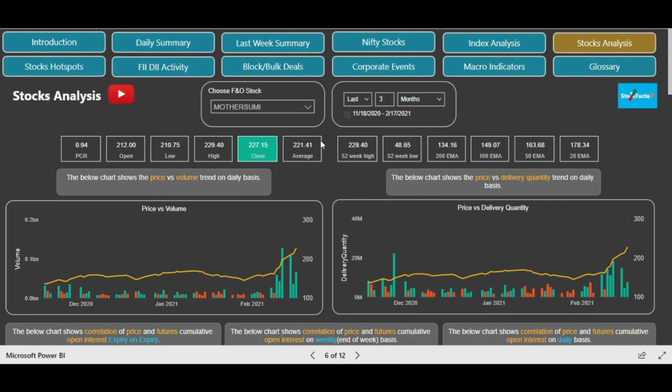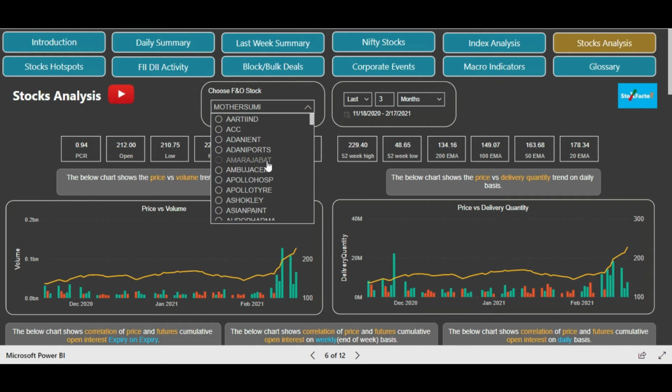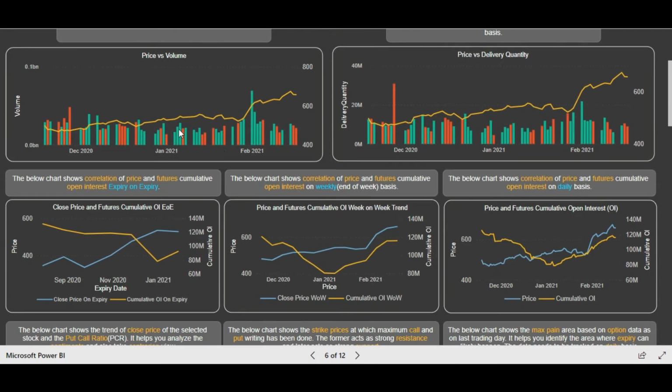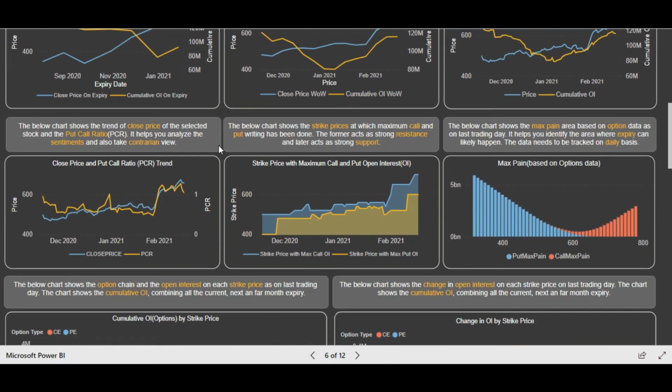So we're going to take one more stock. So now let's go to the selection and let's select ICICI Bank. So I'll quickly select ICICI Bank from the filter. Okay, so friends, as you can see the page is filtered on ICICI, we can see the data, and now let's quickly jump to the option chain data.